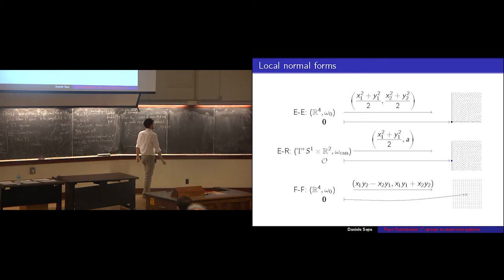You can identify this with C2. Now you have a linear action of S1 on C2. So it splits into two eigenspaces. And these two, lambda 1 and lambda 2, lambda i are integers. And these are called the weights of the action. And because the action is effective, the weights are co-prime. So at each point, you have a pair of co-prime weights.